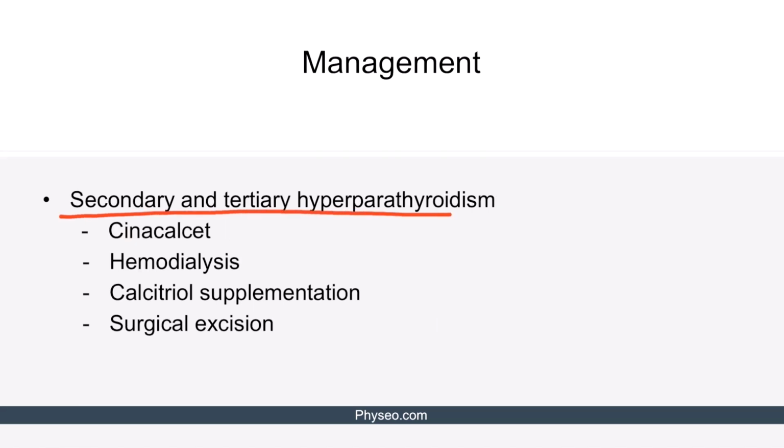Secondary and tertiary hyperparathyroidism are treated with cinacalcet and hemodialysis. Hemodialysis serves to normalize the serum calcium and phosphate levels in order to stop excessive PTH production. Calcitriol, that is active vitamin D, should be supplemented to avoid osteomalacia. Finally, parathyroid glands can be surgically excised in patients with secondary and tertiary hyperparathyroidism.